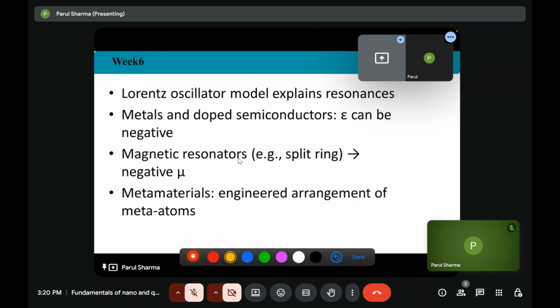For that, mu is not exactly equal to 1. In the previous cases, when we were explaining the resonance using the Lorentz oscillator, we were considering mu equal to 1. But now it would not be the case. So metamaterials, how can we prove this? This can be engineered. This is the engineered arrangement of the meta atoms.